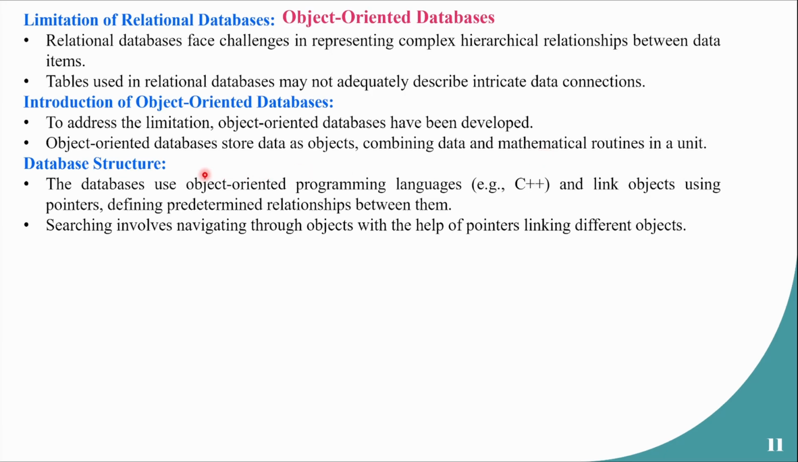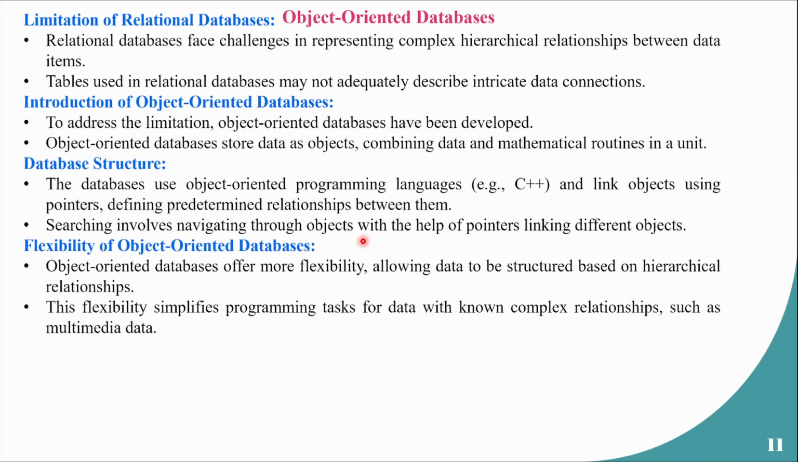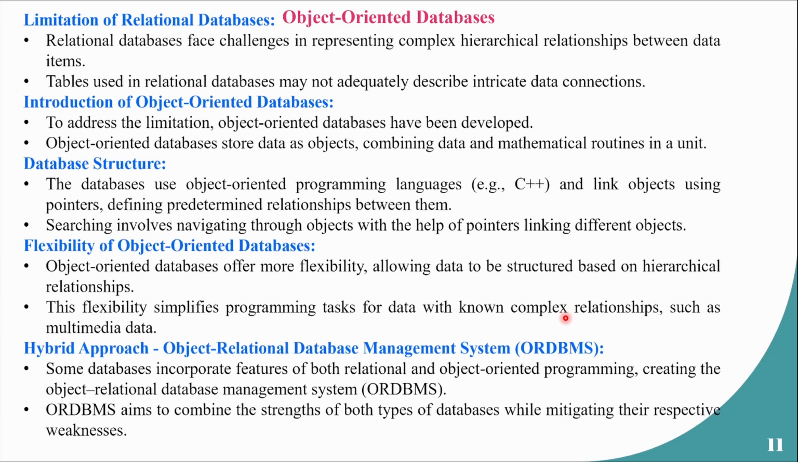The programming languages that the object-oriented databases use are object-oriented programming languages like C++, which links objects using pointers, which basically define some predetermined relationships. Then the searching involves navigating through objects with the help of pointers. These databases allow more flexibility, allow data to be structured in a hierarchical fashion, and they also simplify some programming tasks with complex relationships.